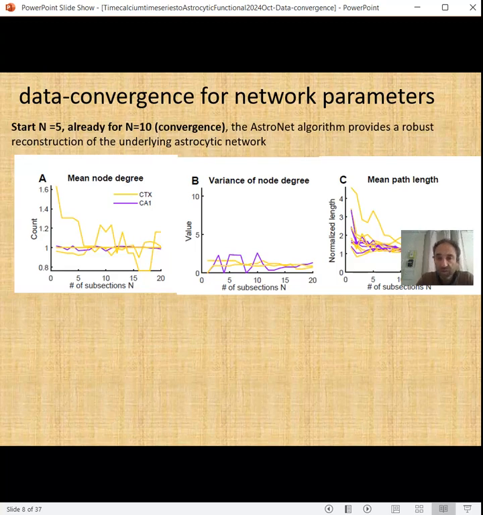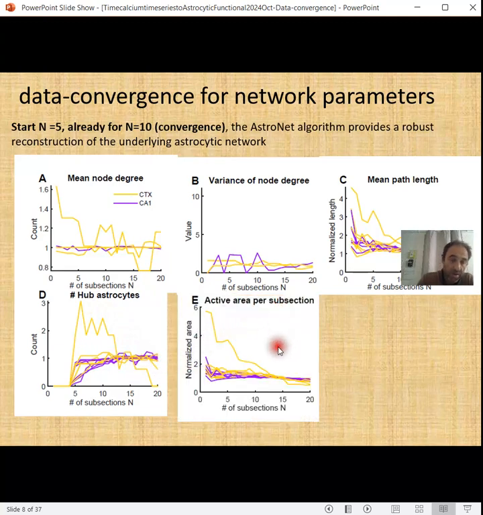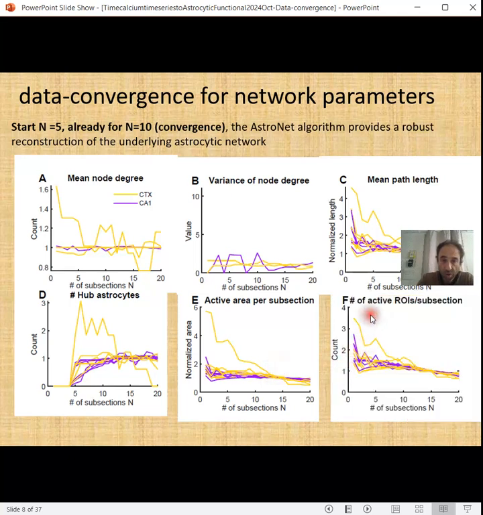a reasonable amount of data, such that your variables are slowly varying. And this is the same for the number of hub astrocytes. After some point, you can see that basically you reach a certain plateau. And the same for active area per subsection, or here the number of active ROI per subsection. Okay, so the idea is that you can study the convergence of your parameters, even if there is a small drift that can remain for other types of parameters. If some of them have reached a certain plateau, you can accept this for your data sets and your statistics.